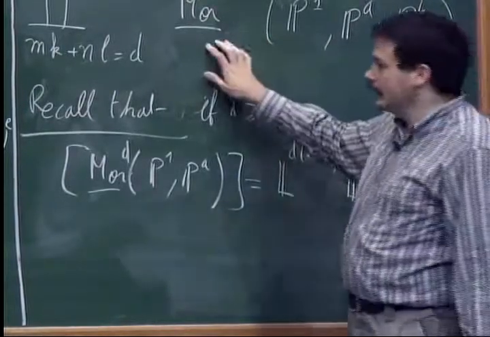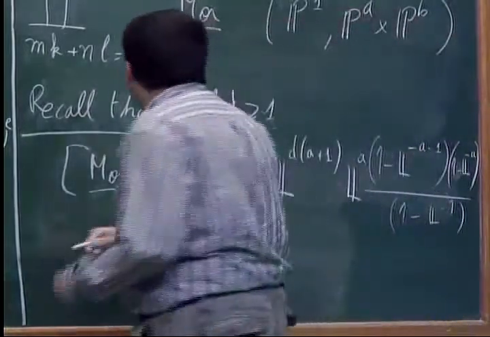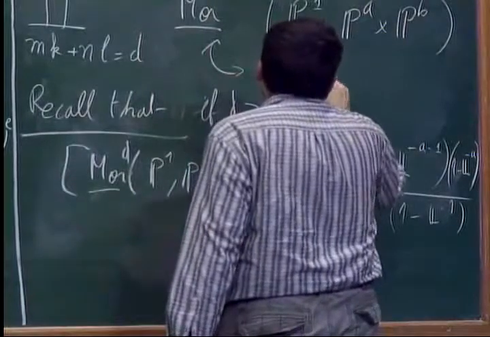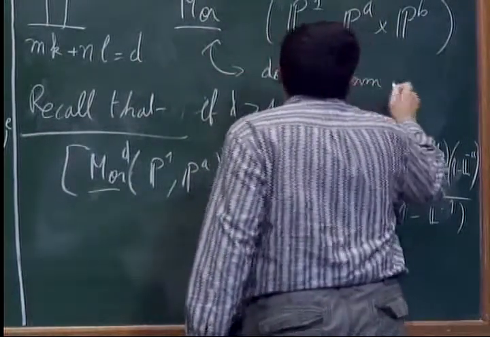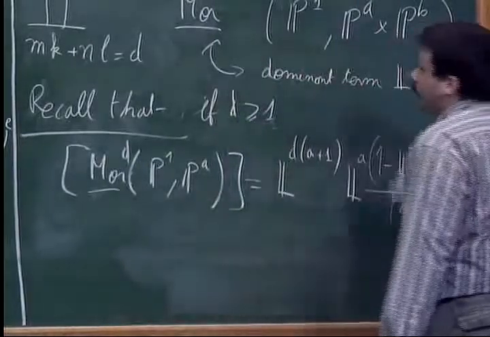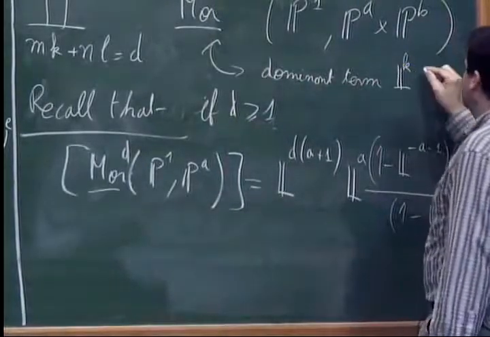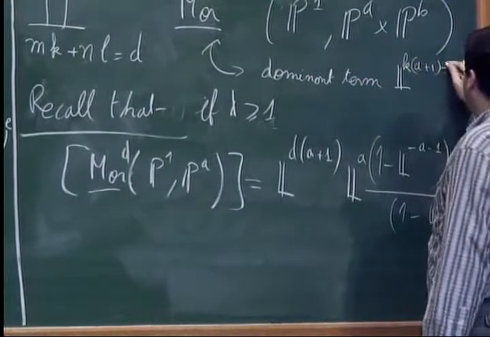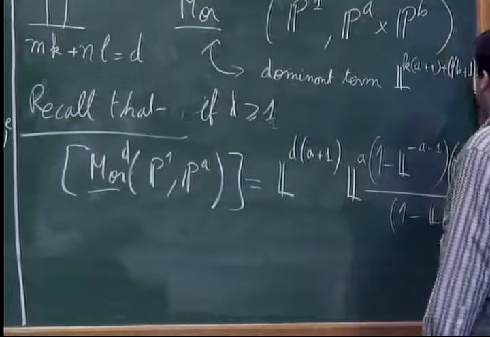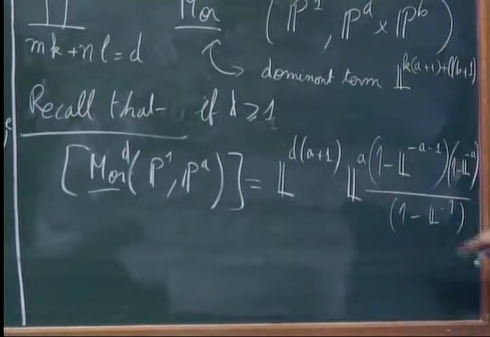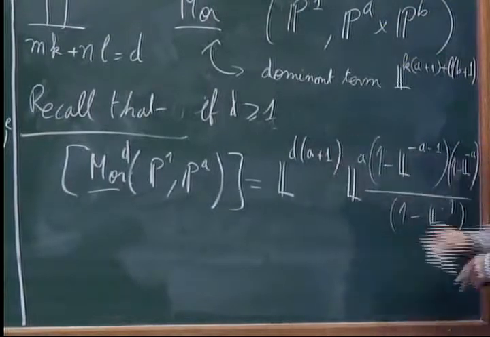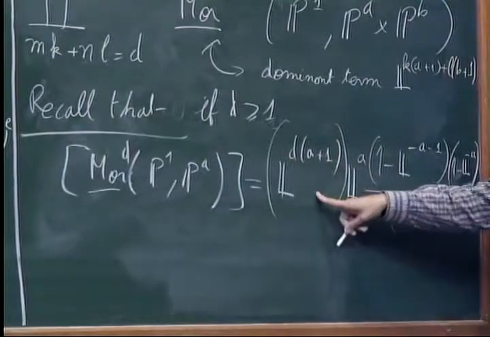So now if I look at the dimension of that, or let's say the dominant term, it will be something like L to the power k(a plus 1) plus l(b plus 1). I take the product of the two expressions I get, and I look at this. This is constant, so I look at the first term, which is the only one depending on d.